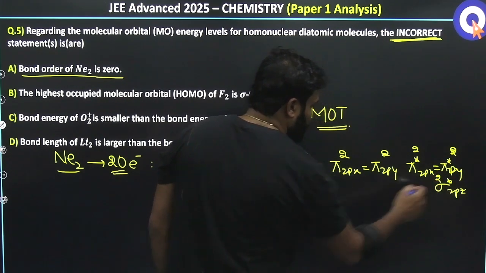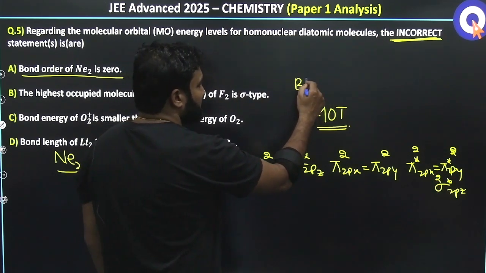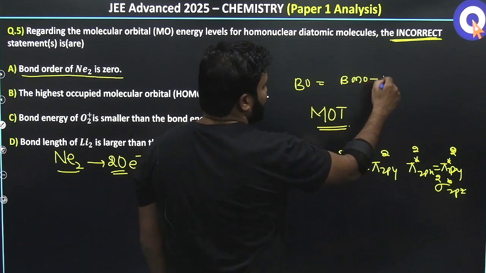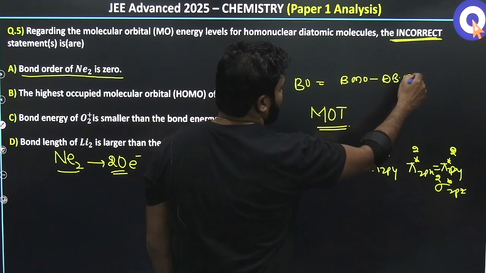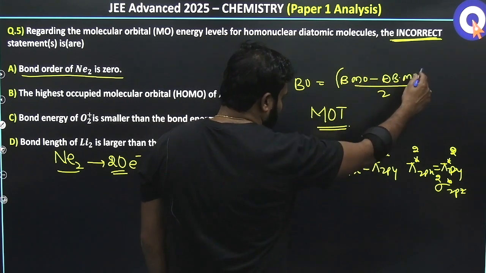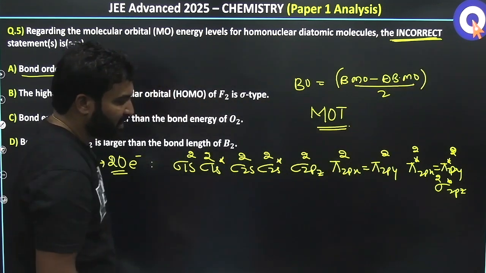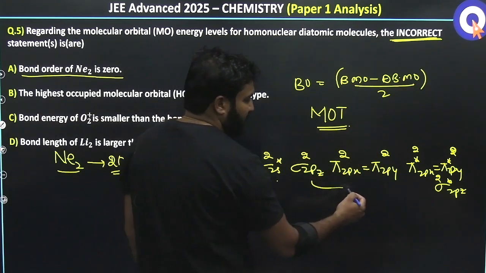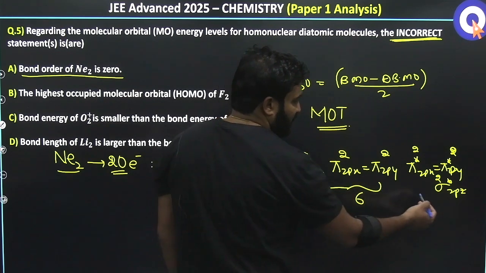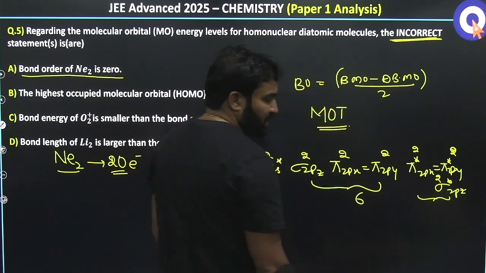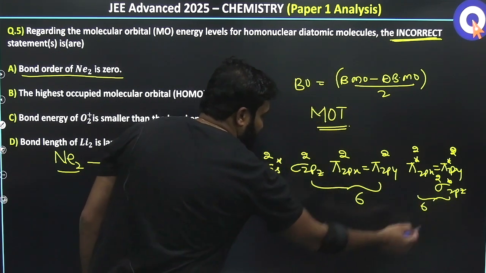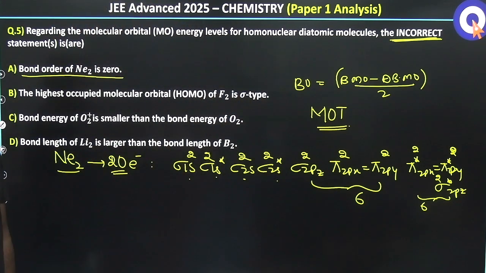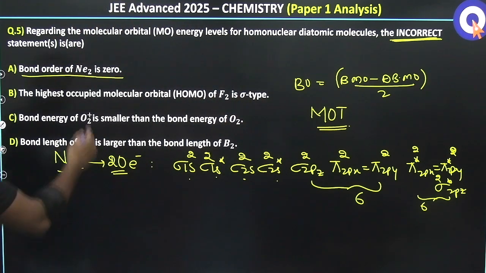What is the bond order formula? As we know, bond order is the number of electrons in bonding molecular orbitals minus the number of electrons in anti-bonding molecular orbitals, divided by 2, right? Simply, we can cancel out each other. These two will be cancelled, these two will be cancelled, and here we have 6 bonding molecular orbital electrons and 6 anti-bonding molecular orbital electrons. So the bond order will be 0. Yes, this statement is correct, but what exactly is being asked? The incorrect statement. So this is not the answer.